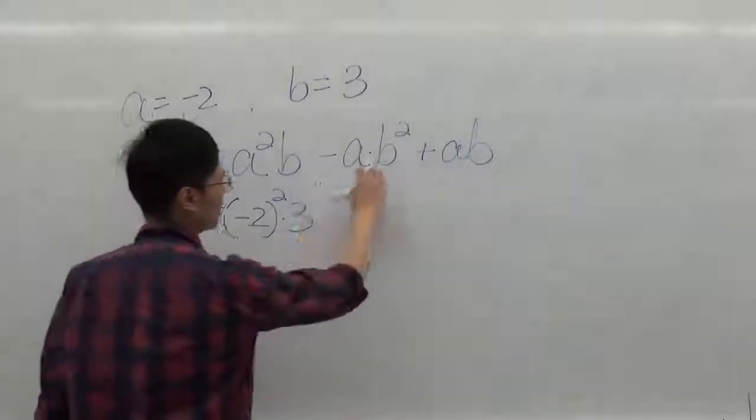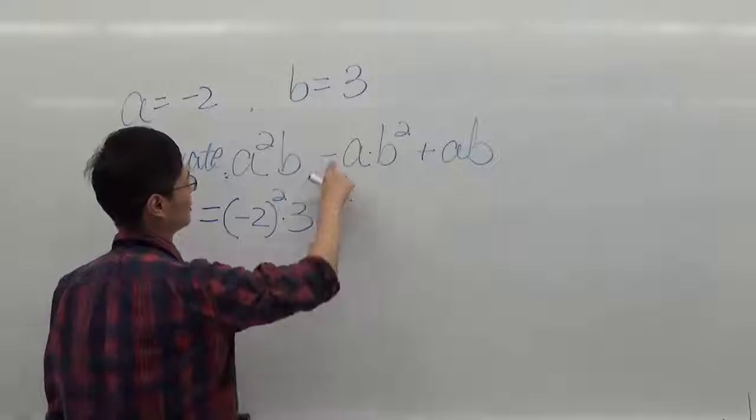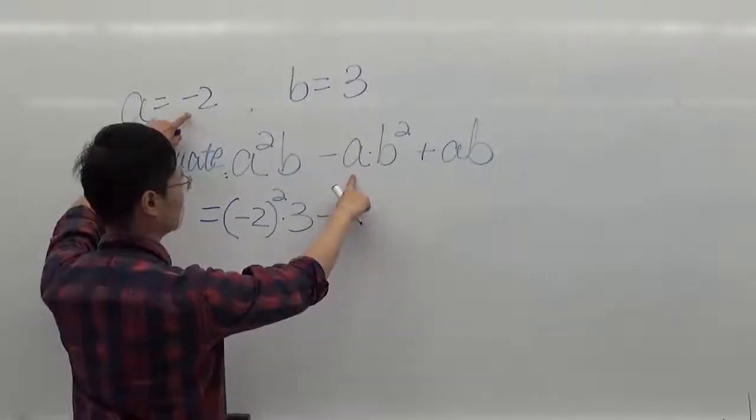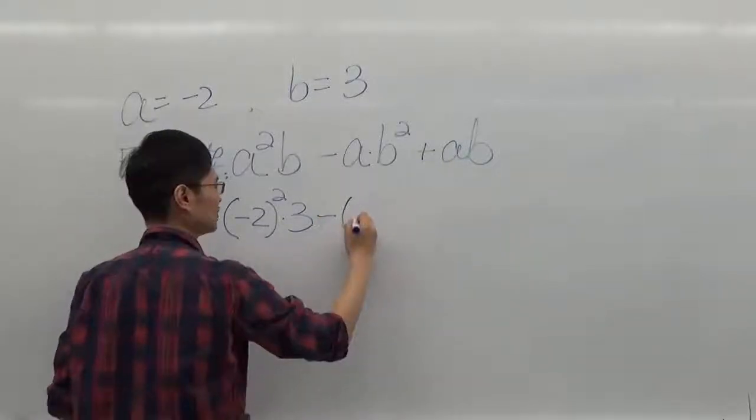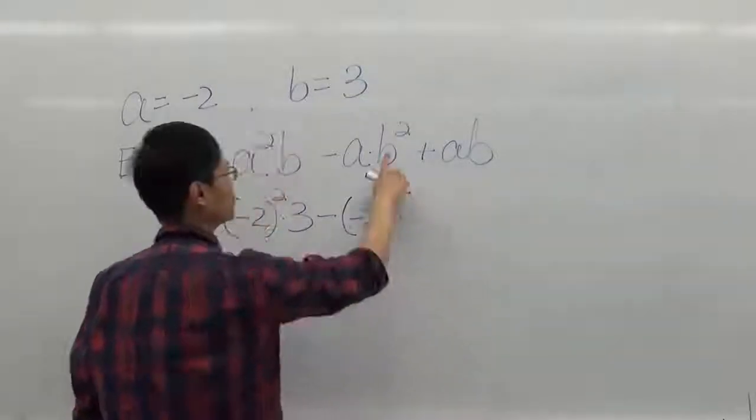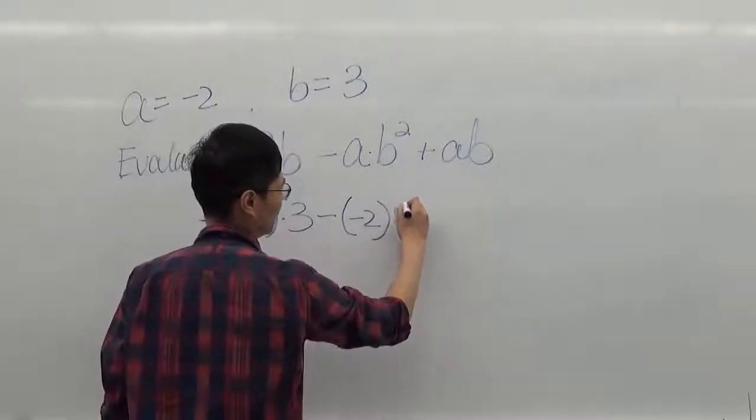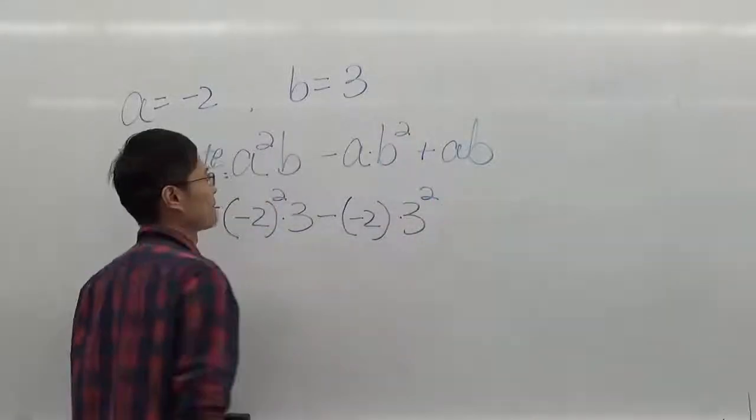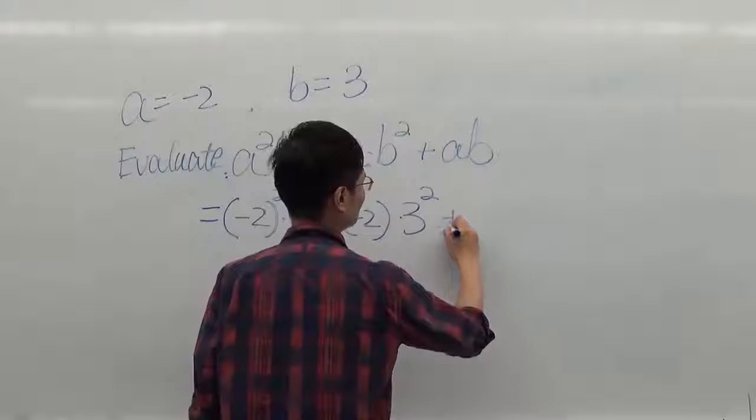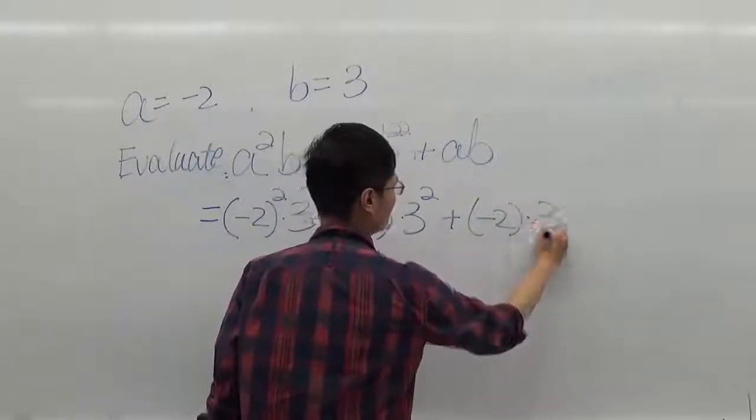We have to keep the sign. This is a subtract, so that's going to be subtract. A is -2. Whenever it's negative, we give parentheses. Since the 3 is positive, I don't have to give parentheses. I'm just going to write 3 squared, and plus, -2 times 3.